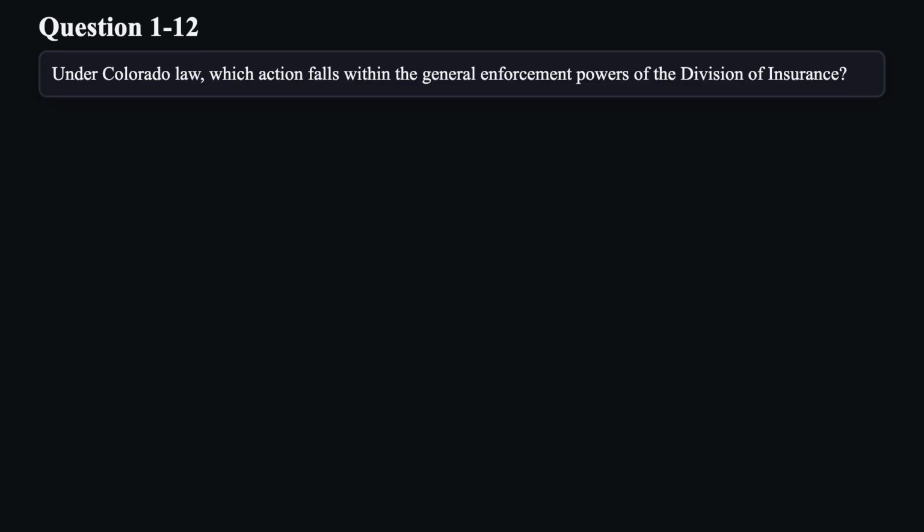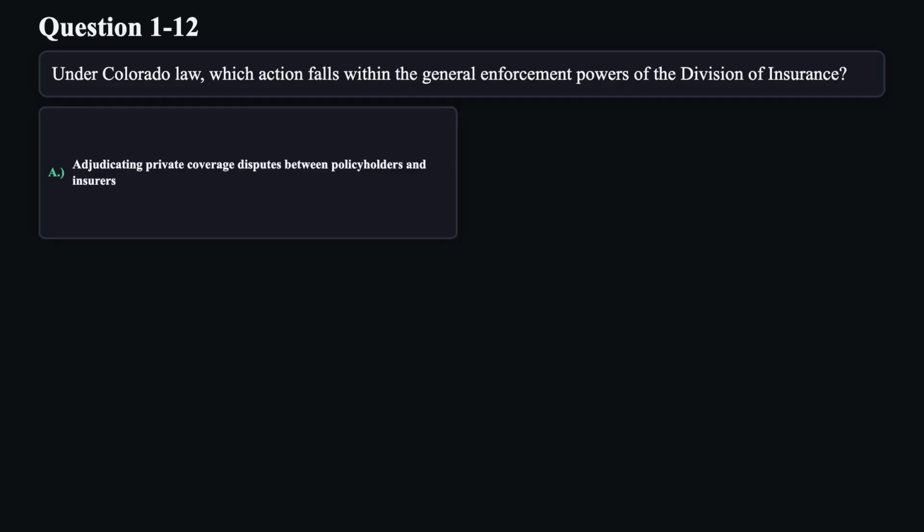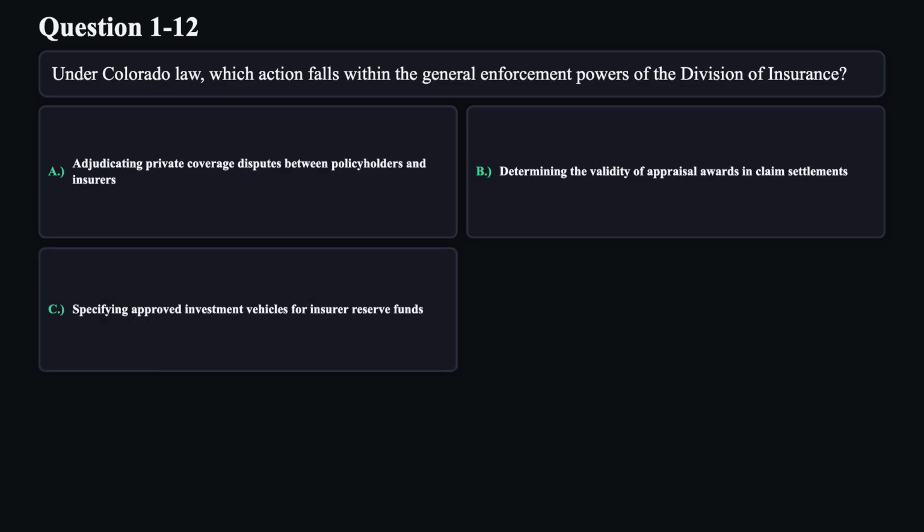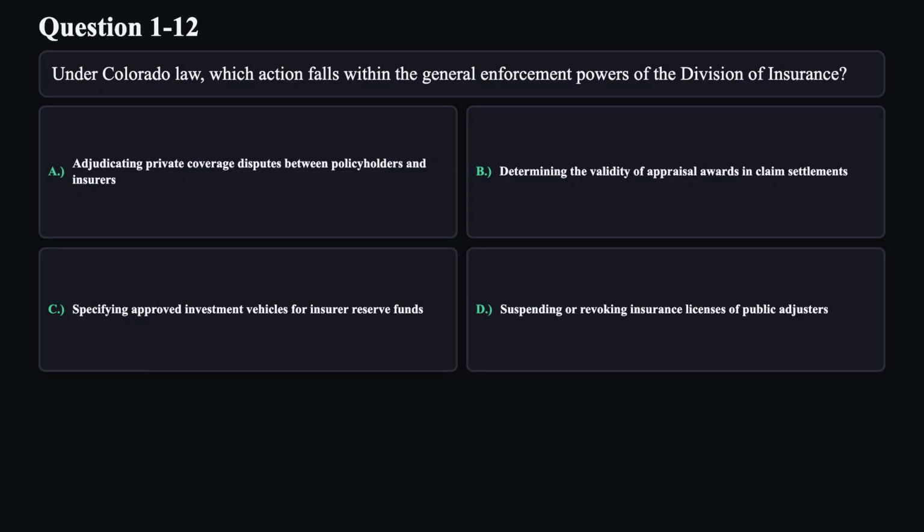Question 12. Under Colorado law, which action falls within the general enforcement powers of the Division of Insurance? A. Adjudicating private coverage disputes between policyholders and insurers. B. Determining the validity of appraisal awards and claim settlements. C. Specifying approved investment vehicles for insurer reserve funds. D. Suspending or revoking insurance licenses of public adjusters.